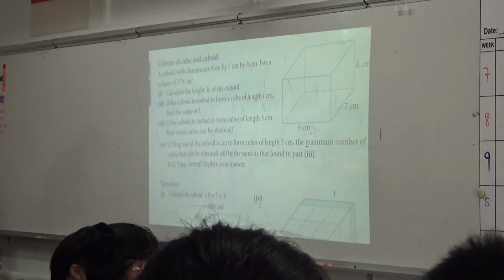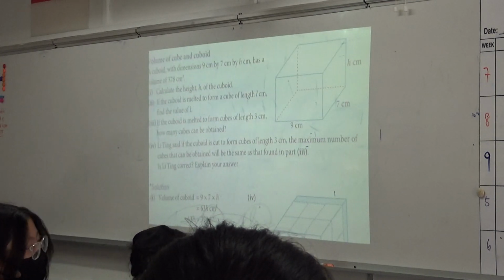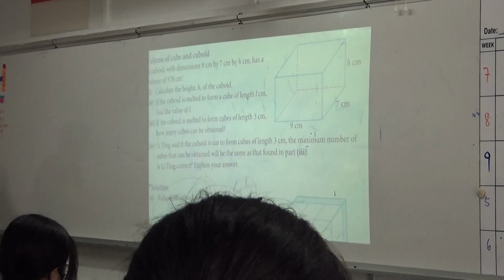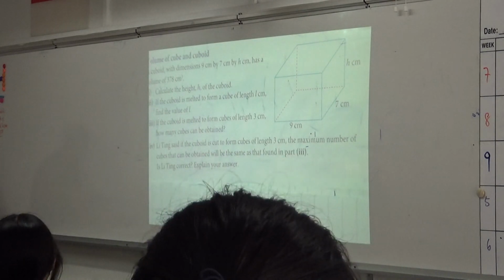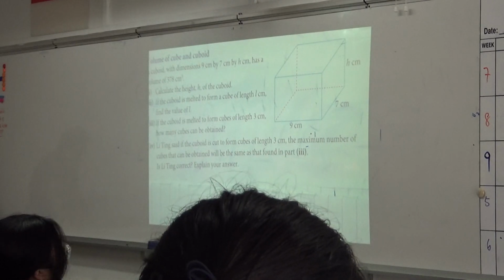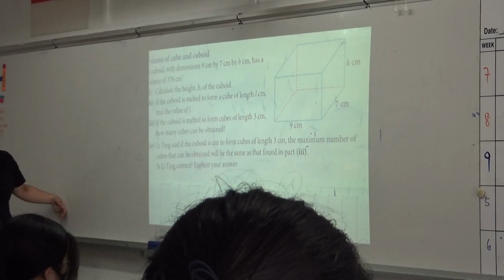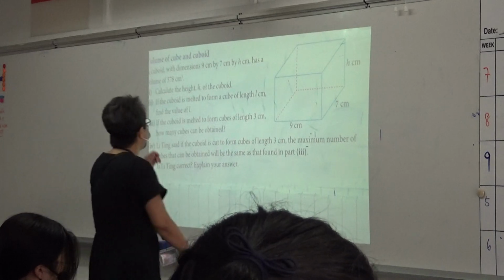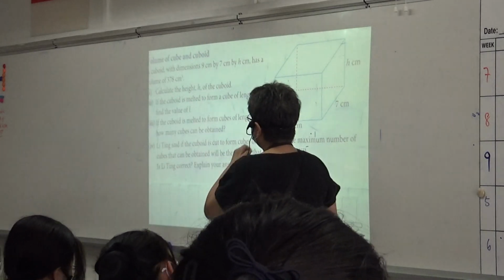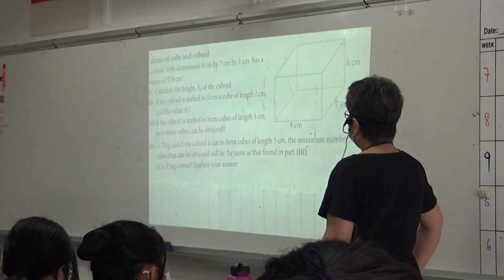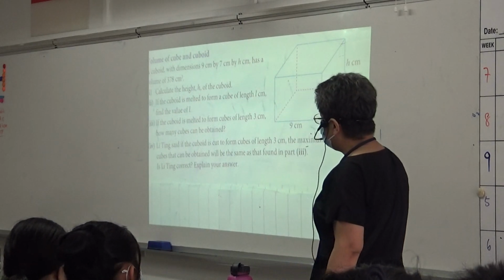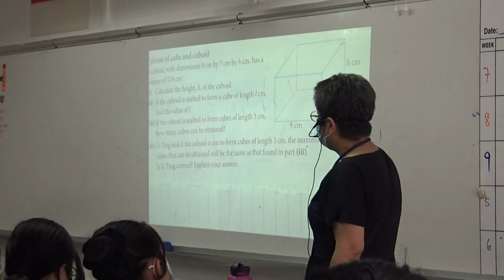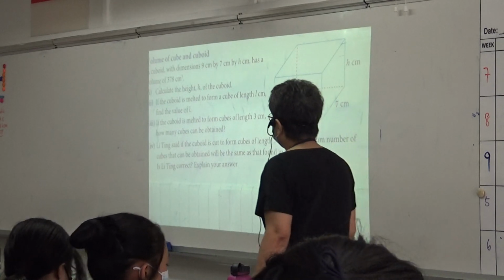Okay, and I want you to pay attention on the board, because today we're just concentrating on cube and cuboid, that's all. Alright, so let's take a look at this. A cuboid with dimensions 9 cm by 7 cm by h cm has a volume of 378 cm cube. Calculate the height h of the cuboid.